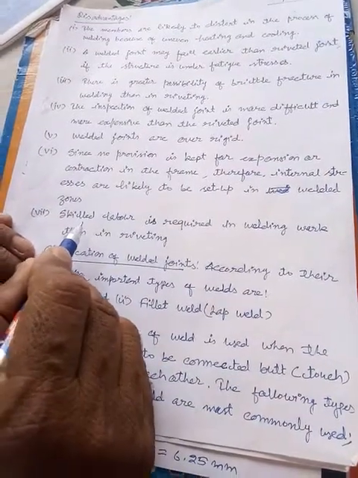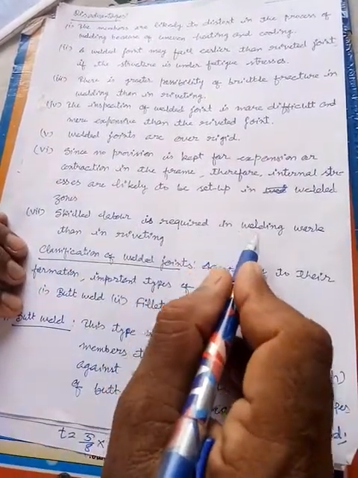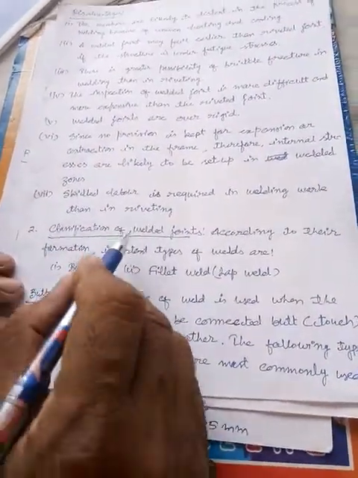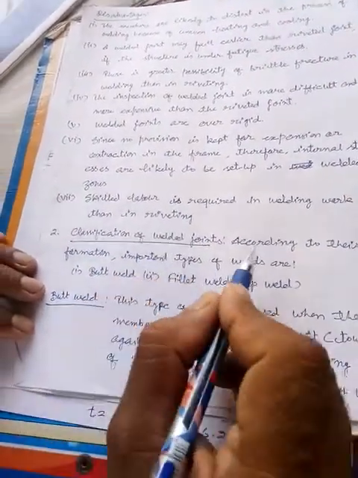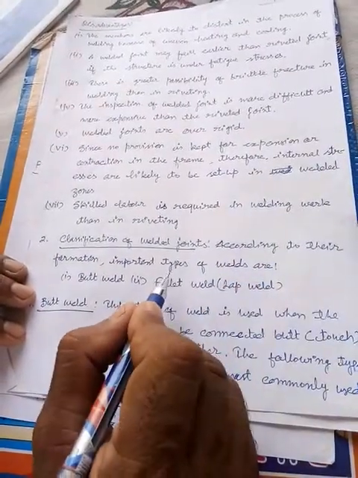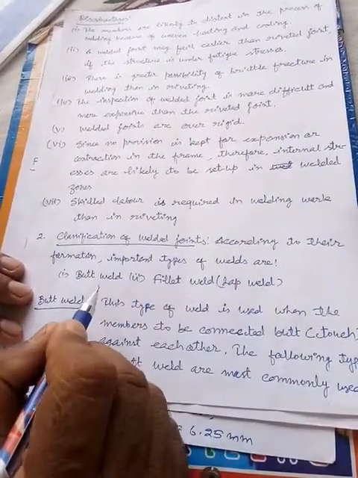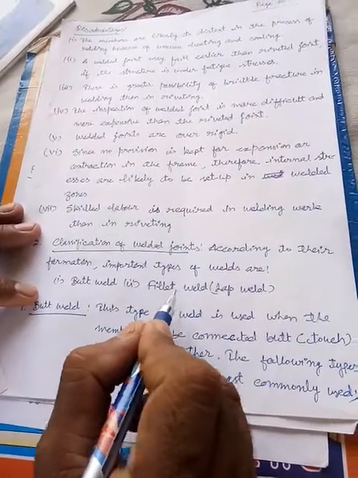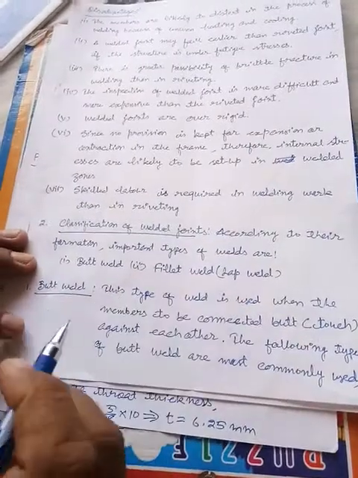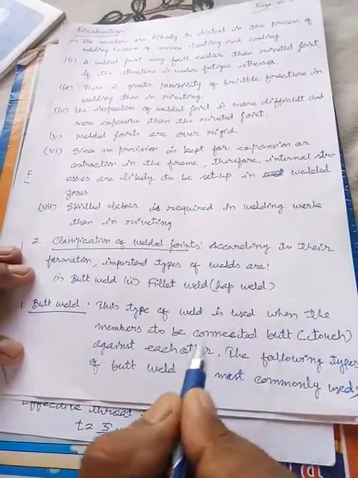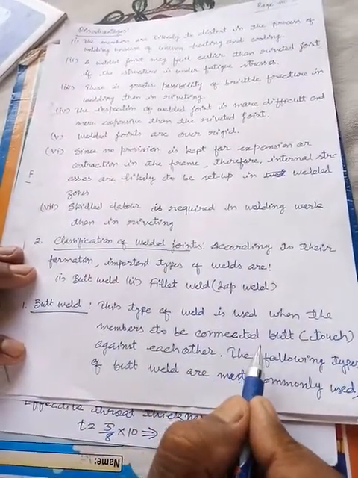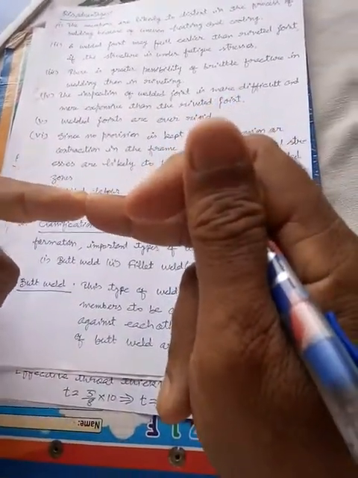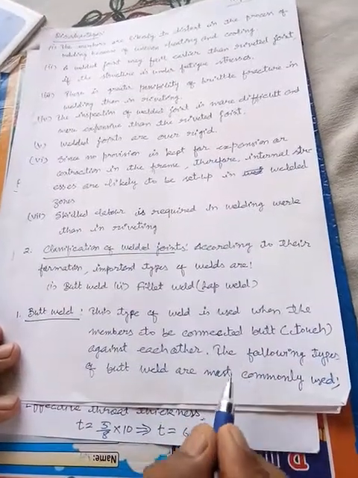So next point, skilled labor is required in welding work than in the riveting. So next point is classification of welded joints. So according to their formation, important types of the welds are, first is butt weld, second is fillet weld. Fillet weld is also known as lap weld. So first butt weld. This type of weld is used when the members to be connected butt against each other. Butt against each other means touch against each other. The members to be connected, they butt against each other.